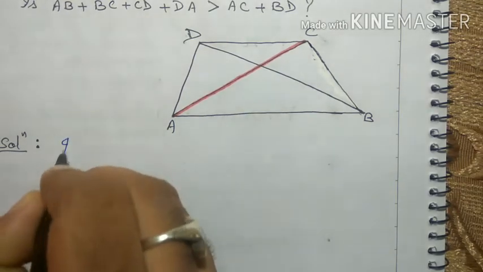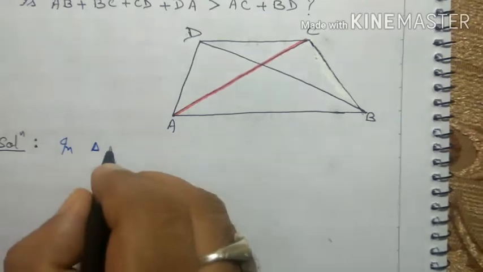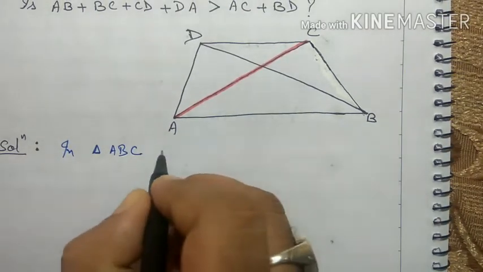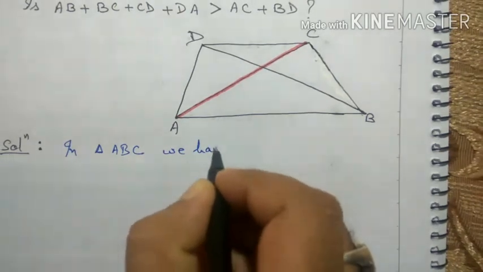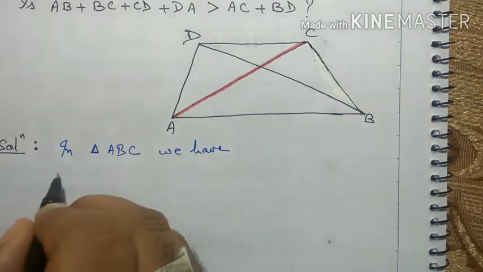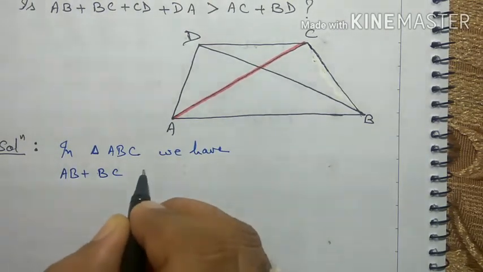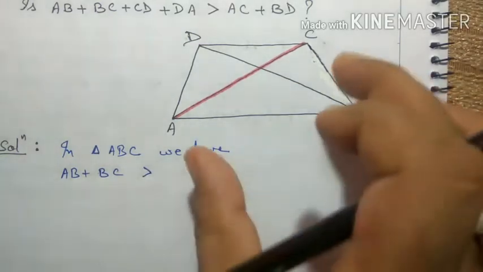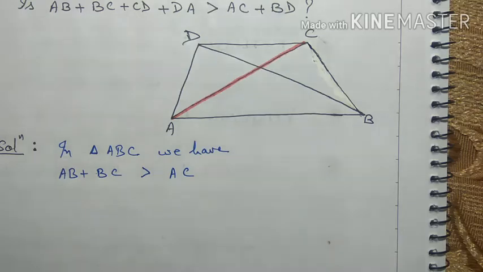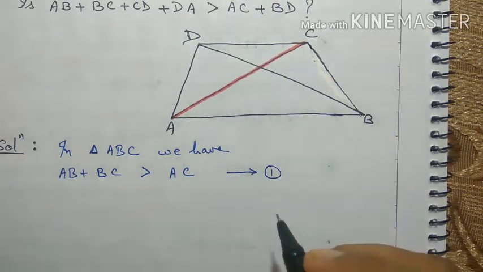So in triangle ABC we have AB plus BC is greater than AC, right? Make this equation 1.